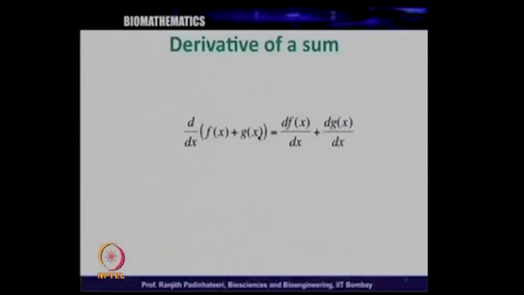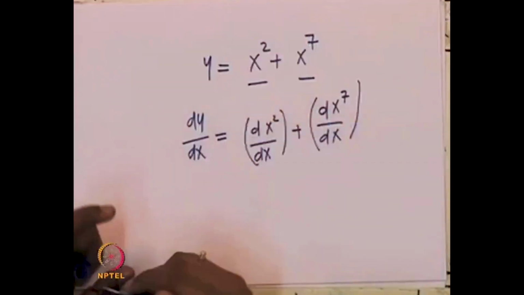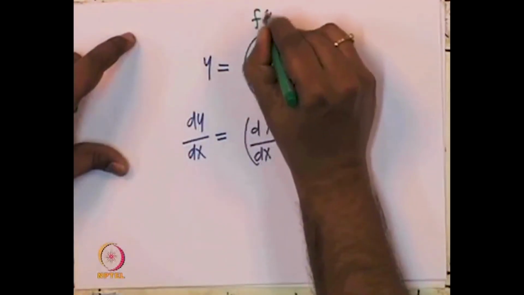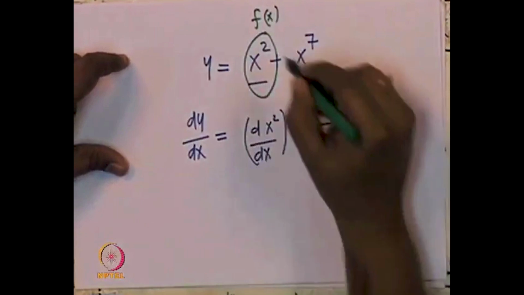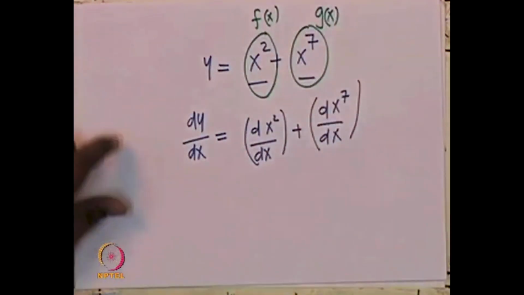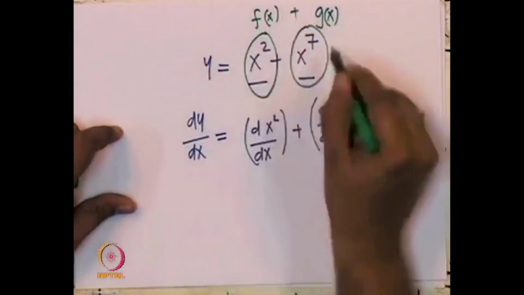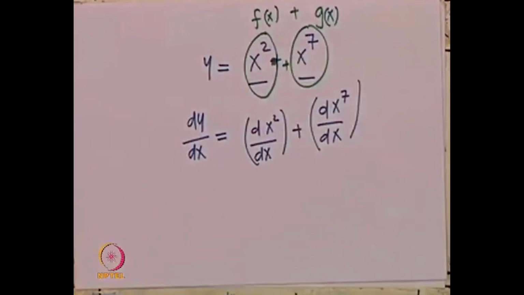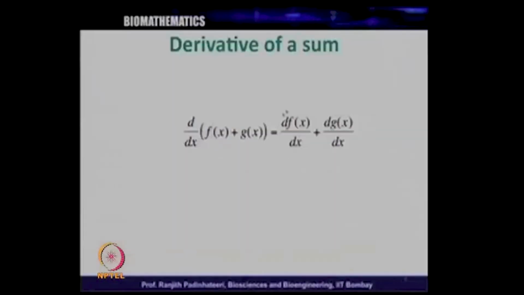So, if you want to find out the derivative of two functions f of x and g of x, we can call this x power 7 some function f of x, and this x power 2 some other function g of x. And f of x plus g of x is the sum of these two things, and the derivative of this is equal to the derivative of the first function plus the derivative of the second function. So, this is the second rule that you should learn.